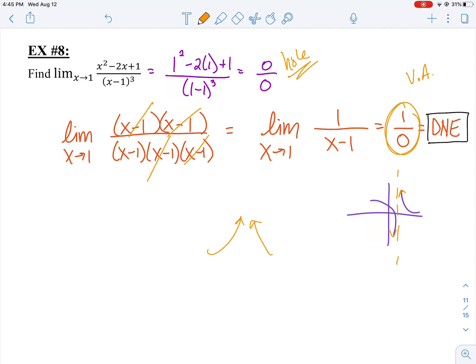If they both went up and approached positive infinity, we would have said that the limit approaches positive infinity. Or if they both went down, we could have said that the limit approaches negative infinity. But since one of them goes down and one of them goes up, and I only know that because I looked at the graph on my calculator, I know that the limit truly does not exist.